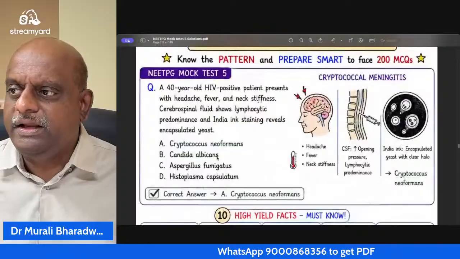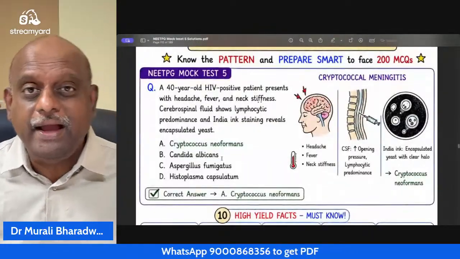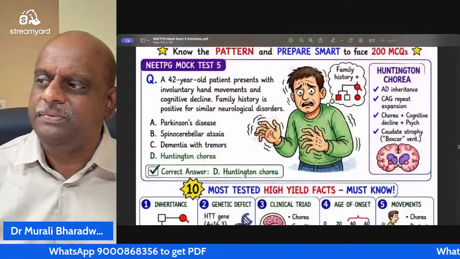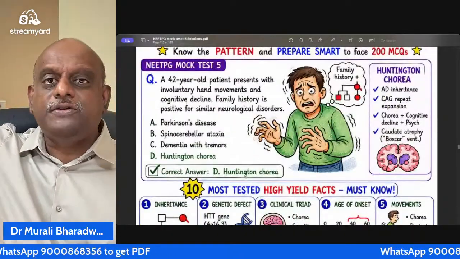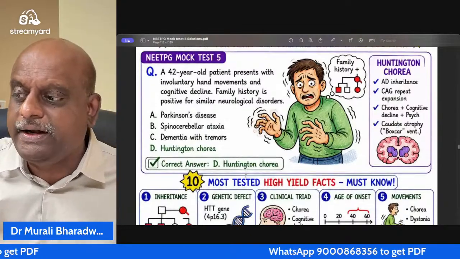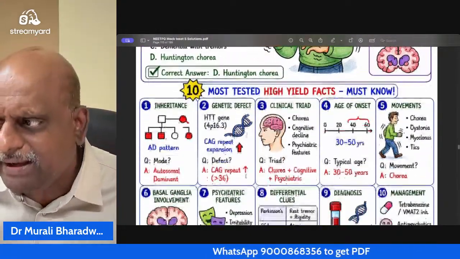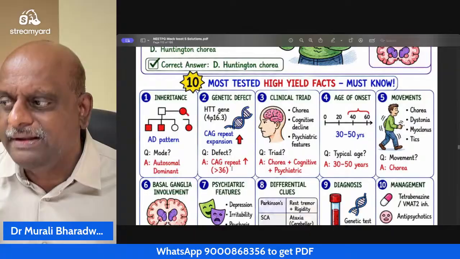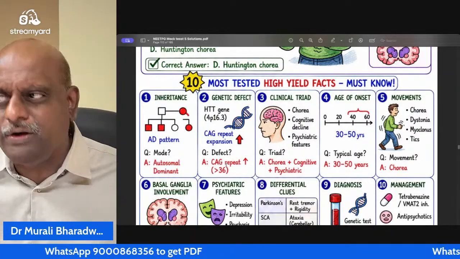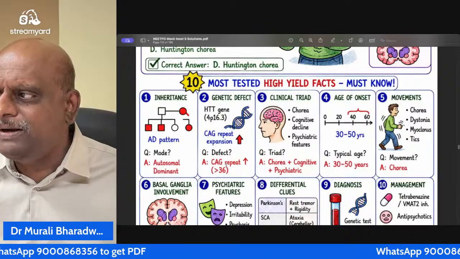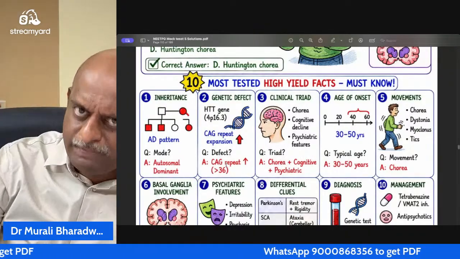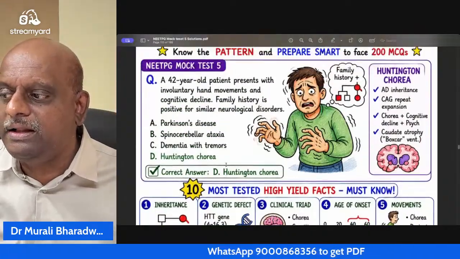Then there is neck stiffness, India ink staining. Think of Cryptococcus neoformans. Family history of similar neurological disorder with chorea and cognitive decline is equal to Huntington's disease, chromosome 4p, CAG repeat, cytosine adenine guanine, trinucleotide repeat disorder, phenomenon of anticipation. That is, the disease becomes more severe as the generations pass down, is called Huntington's chorea.